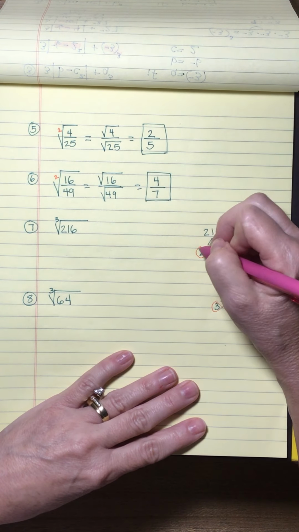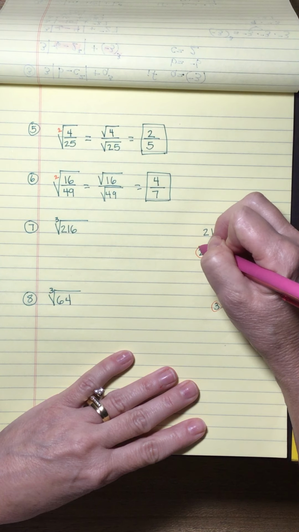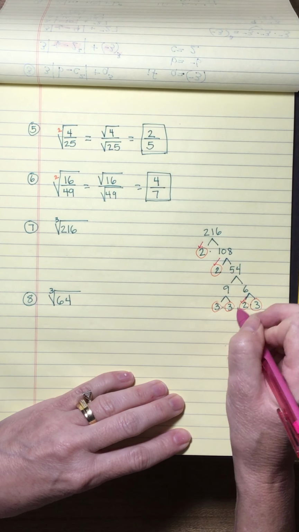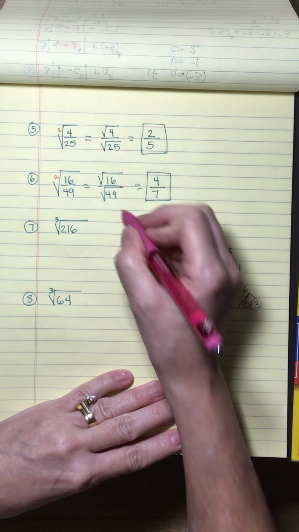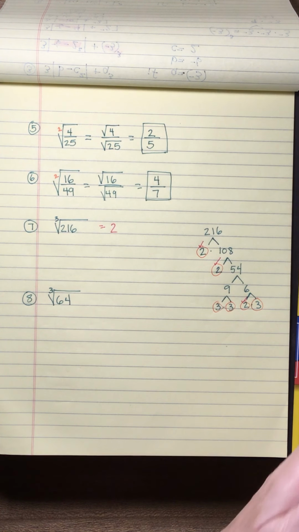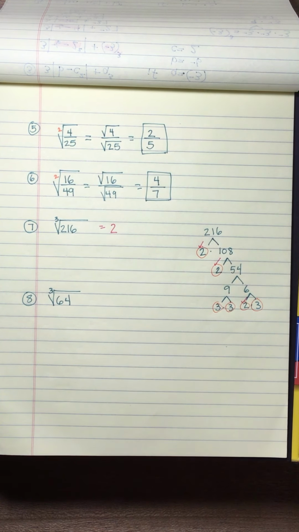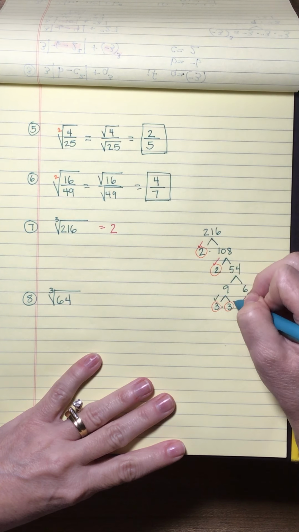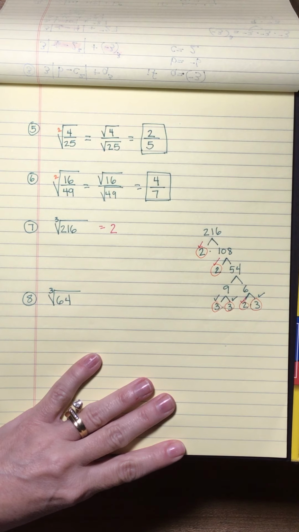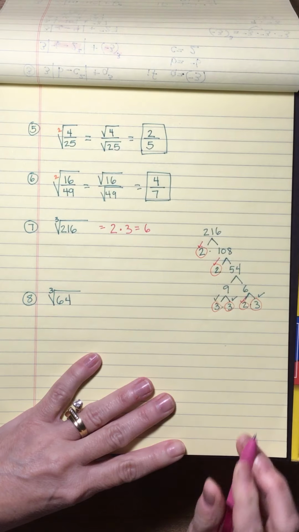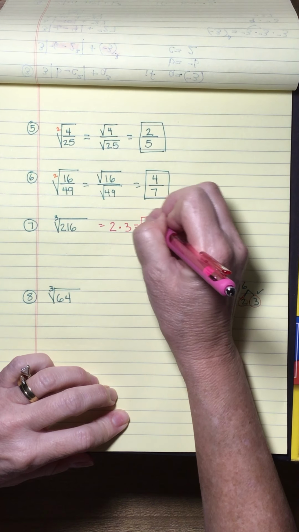Now what I notice is I have a 2 here, a 2 here, and a 2 here. So I have 3 2's. So I'm going to pull out 3 2's, and that gets pulled out as one group of 3. And I noticed that I also have 3, 3, and 3. So I'm going to pull that out also, and I'm going to multiply these together and get 6. So the answer here is 6.